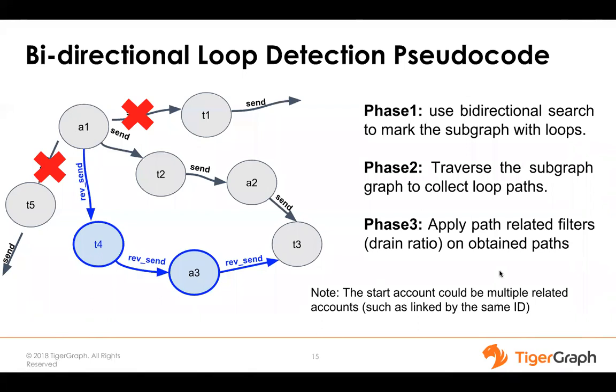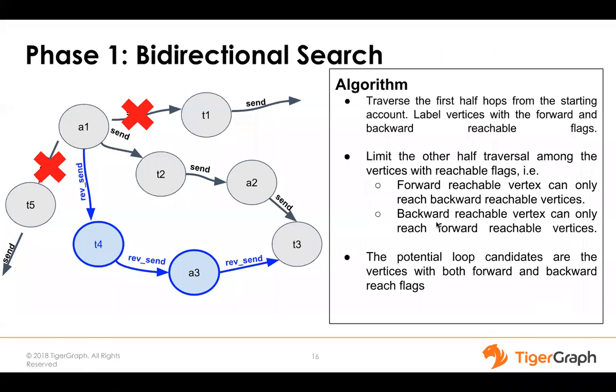Okay, let's look at the details of each phase. For phase 1, as we talked about, we want to mark the subgraph for all the potential loops. Our algorithm separates into two parts. One part is that we traverse the first half of the hops from the starting account. We label vertices with forward and backward reachable flags. If it's touched by the send edge, we mark it as forward reachable. If it's touched by the reverse send edge, we mark it as backward reachable.